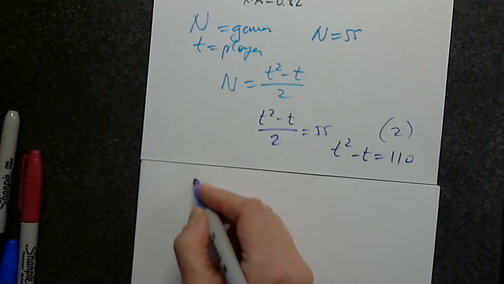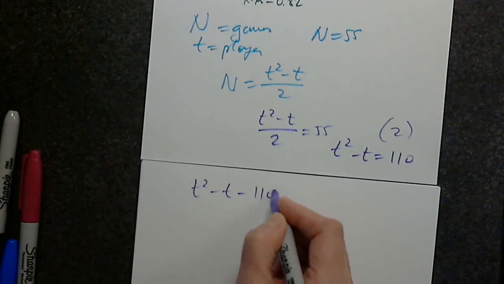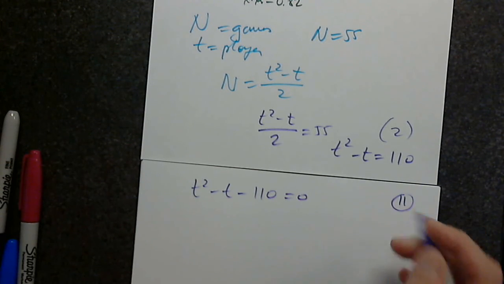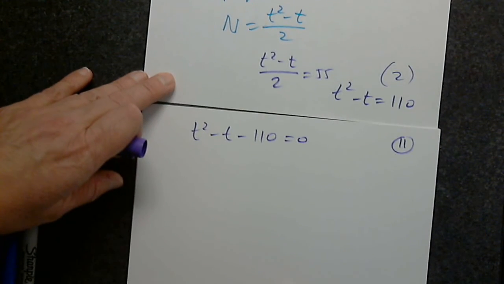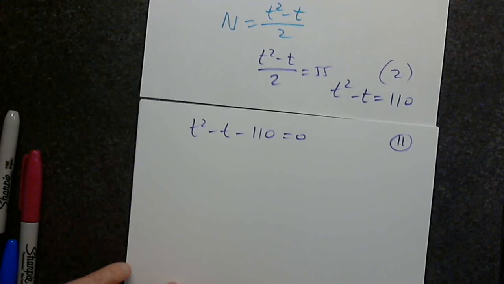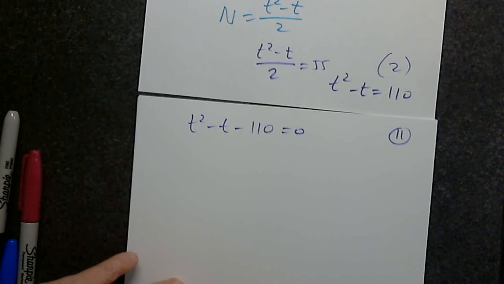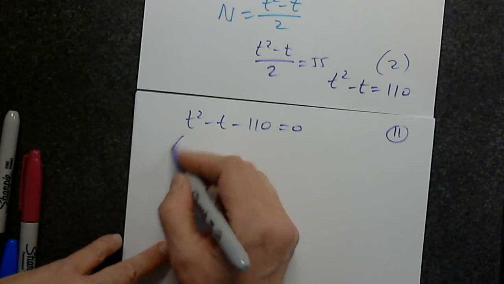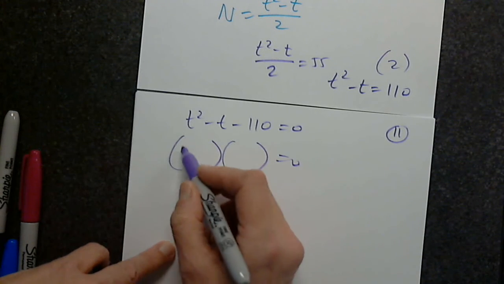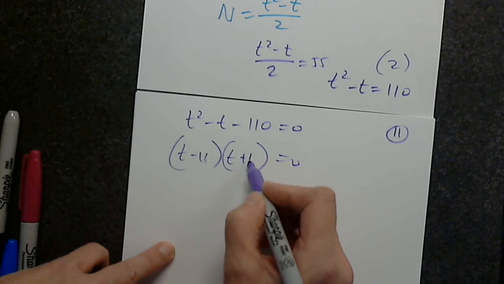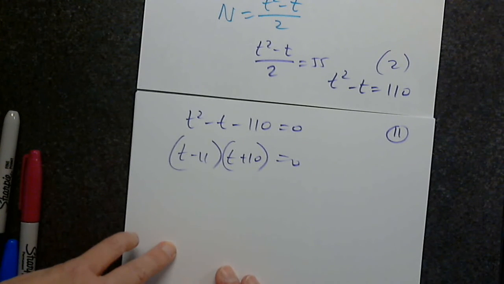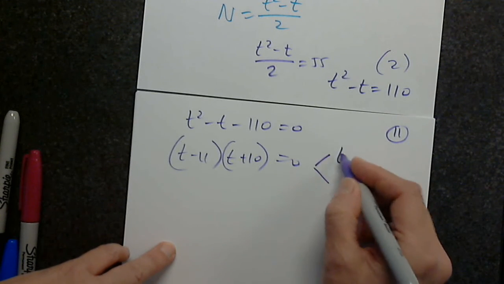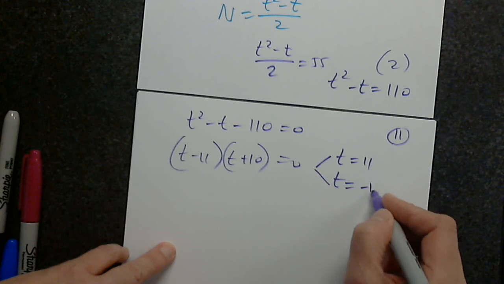So now t squared minus t minus 110 equals 0. You can factor, but let's say we use the quadratic formula or we factor. It's up to you. Not difficult to factor. So t minus 11 and t plus 10. So we get t equals 11 and t equals negative 10.